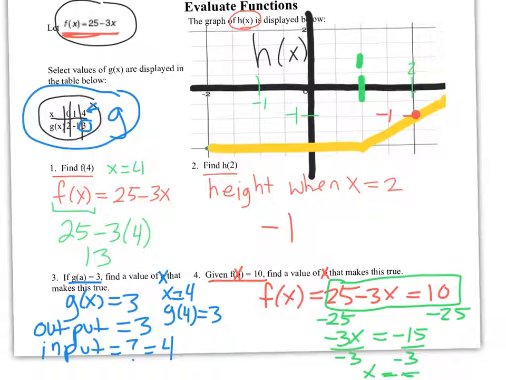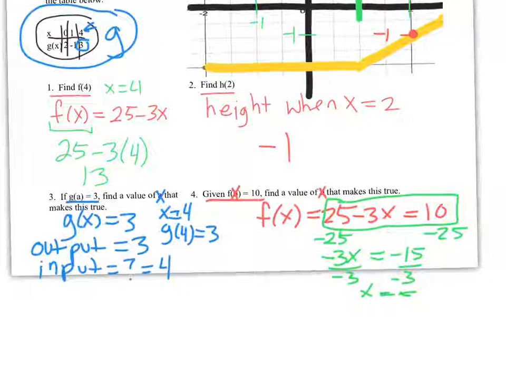You can't really see that because I'm running out of space. So x is equal to positive 5. One of the big mistakes I saw was just losing a negative. That's not a big deal. The other thing I saw people doing was that this became f of 10, which is not what you're trying to do here.